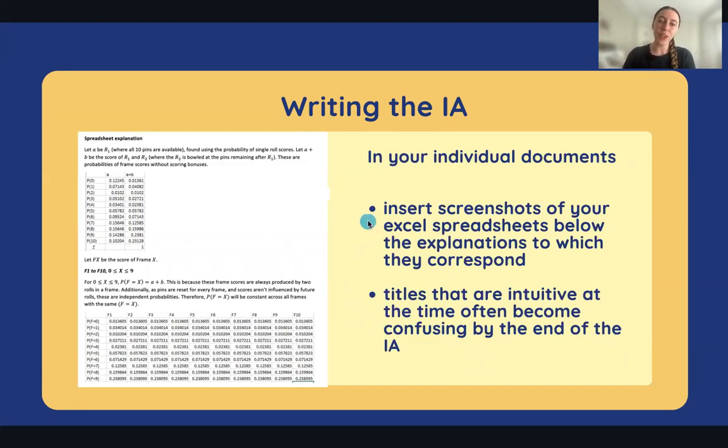Confusing. So what helped me was to insert screenshots of my Excel spreadsheets into the individual documents below the explanations to which they correspond. So here is my explanation of the different rolls and the different probabilities. And then here is the part of my Excel spreadsheet where I actually did those calculations. Obviously, in my final written out documents, I didn't include any of these screenshots. It was just for personal reference to help me navigate those spreadsheets and not get lost in terms of, what am I actually looking at right now?